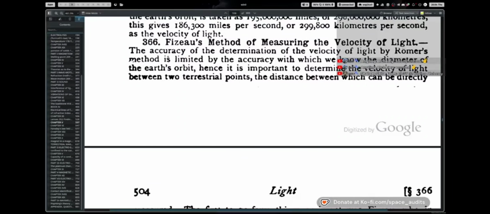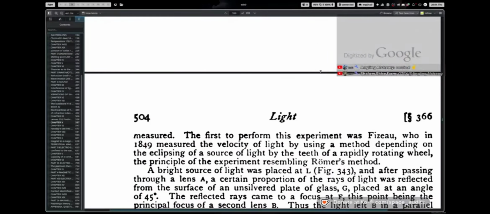So we're going to start with section 366 here. Fizeau's method of measuring the velocity of light. The accuracy of the determination of the velocity of light by Romer's method is limited by the accuracy with which we know the diameter of Earth's orbit. Hence, it is important to determine the velocity of light between two terrestrial points, the distance between which can accurately be measured.